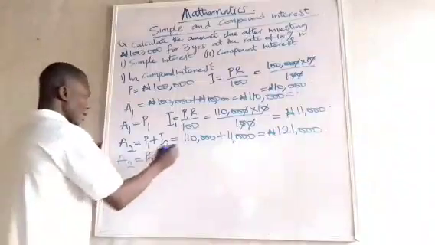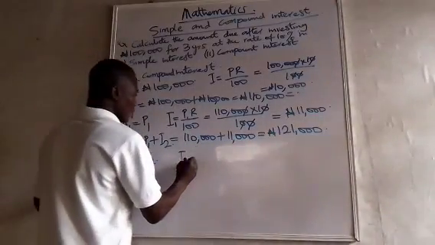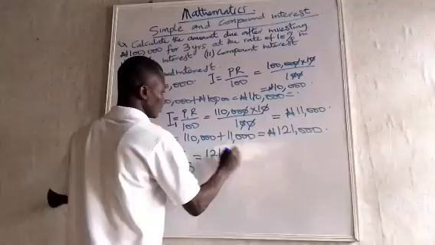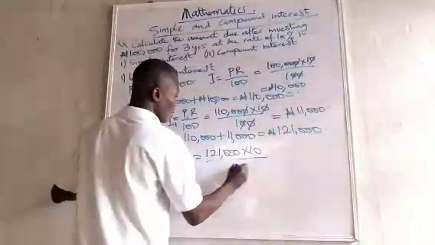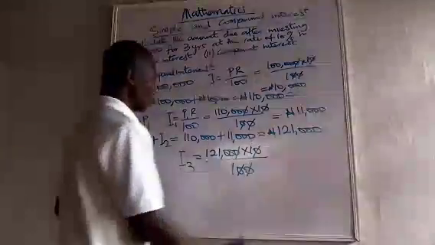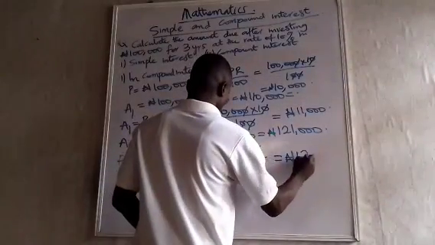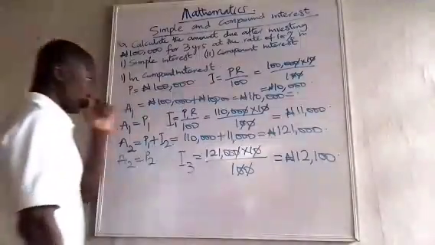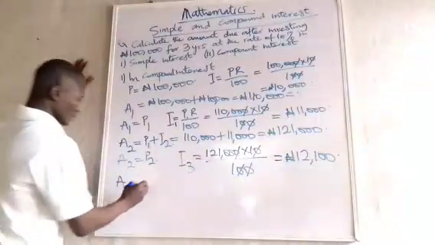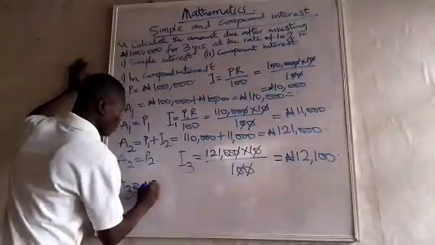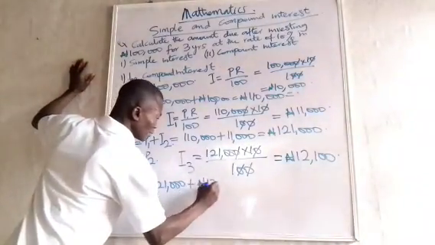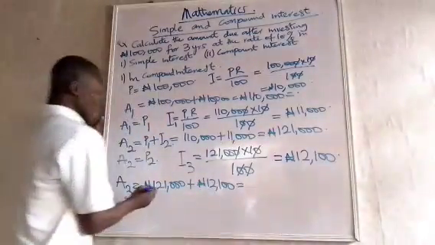Now we are going to have the interest for the third year to be equal to 121,000 times 10 over 100. So what do I have? That is going to be 12,100. You can see. So basically now, the amount after the third year is going to be equal to this amount, 121,000 plus 12,100. And what does that give?